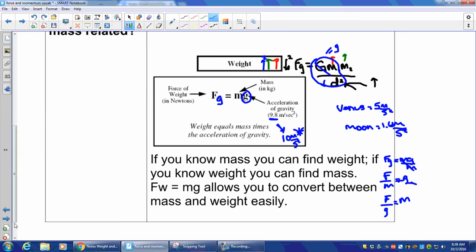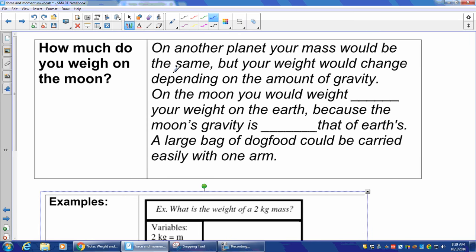Okay, let's look at the next one. On another planet, your mass would be the same, but your weight would change depending on the amount of gravity. This is important because you can feel weightless, right? If you go really, really high up, or if you go into the void. But you can still be crushed by a meteor, right? So it's important that even though you could lift that meteor pretty easily, the mass of that meteor still takes up space and it still has its effect on you, okay? Your weight would change depending on the gravity.